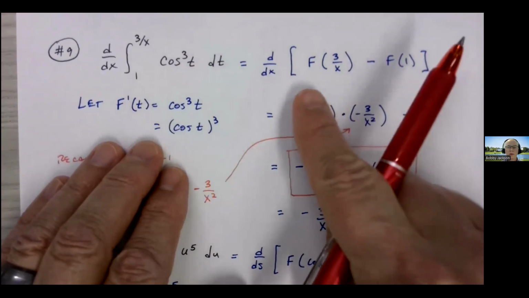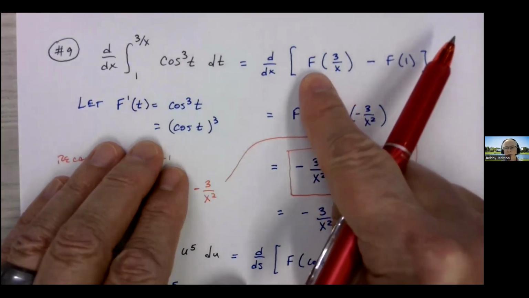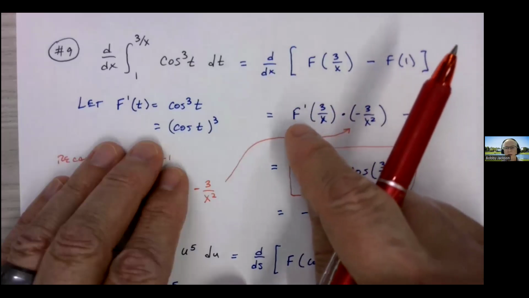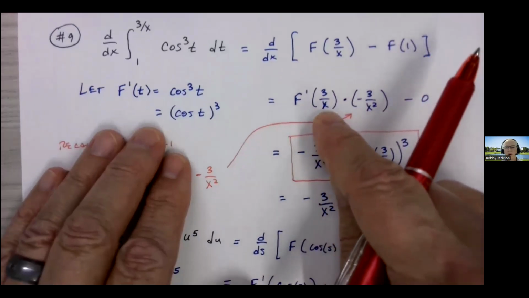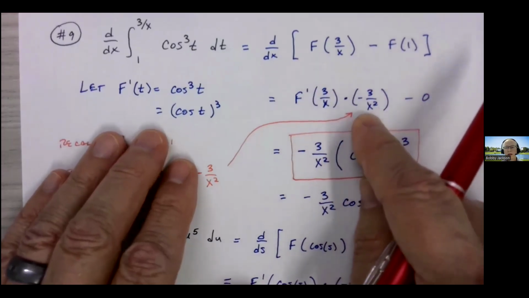Well, again, the derivative of this first one, it is the chain rule, right? Outer function is capital F, inner function 3 divided by x. Derivative of the outer function, f prime, evaluated at 3 divided by x. Derivative of 3 divided by x is negative 3 divided by x squared.